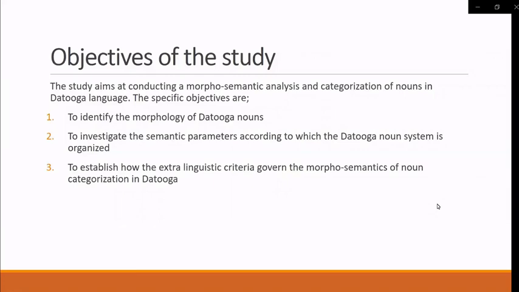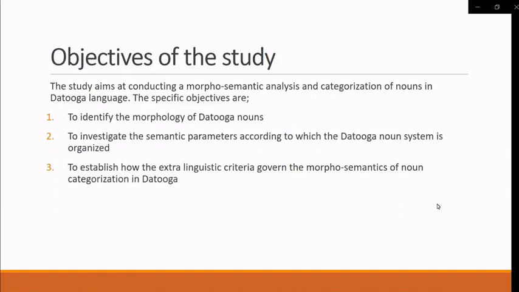Why use the morpho-semantic approach? This is because a phonological approach has been applied in classifying Datooga nouns by Rottland and Kraeder. And Kiessling has added the aspect of morphology and phonology. Both scholars are skeptical on the role of semantics in categorizing nouns in Datooga. This way I set out to find how nouns can be categorized morpho-semantically in Datooga, and this is where my other objectives came from.